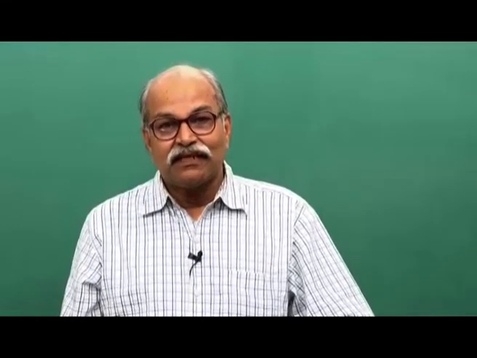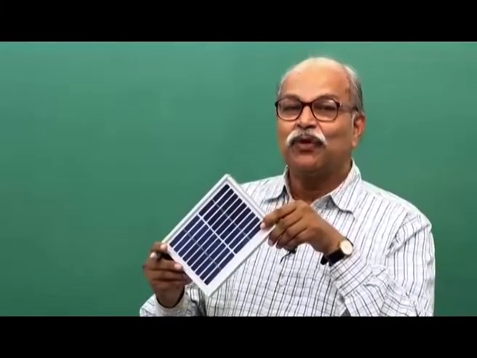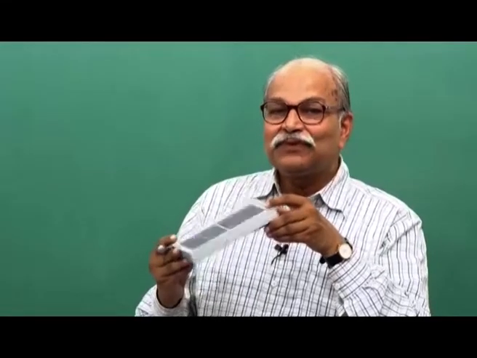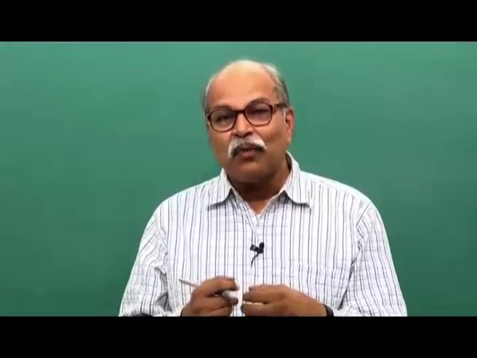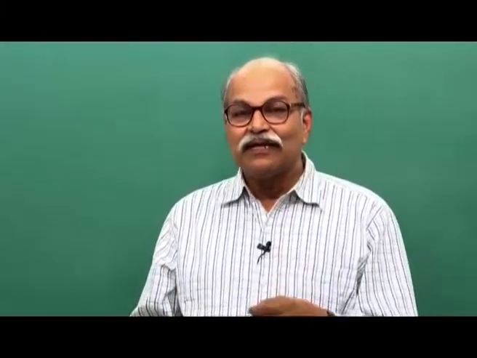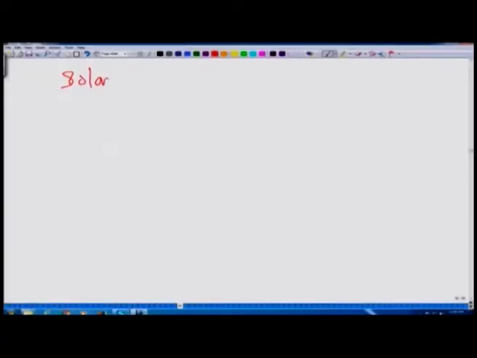So, the last example of a special purpose PN junction diode will be our solar panel. This is also a very familiar object. You must have seen it at so many places on building roofs and all those things. This solar panel is made of solar cells. It is a combination of different solar cells, and what a solar cell is, it is essentially a PN junction.